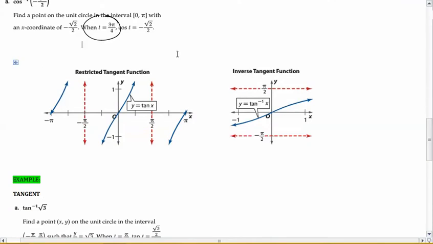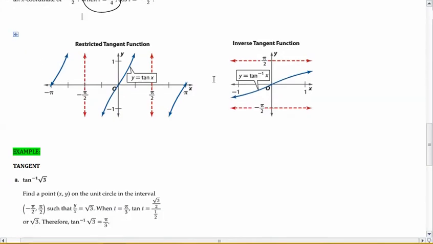Okay, restricted tangent functions. We also want to do the same thing in order to figure out what the inverse of tangent is. Again, the same way we had inverse of cosine and inverse of sine equal to arc cosine and arc sine.